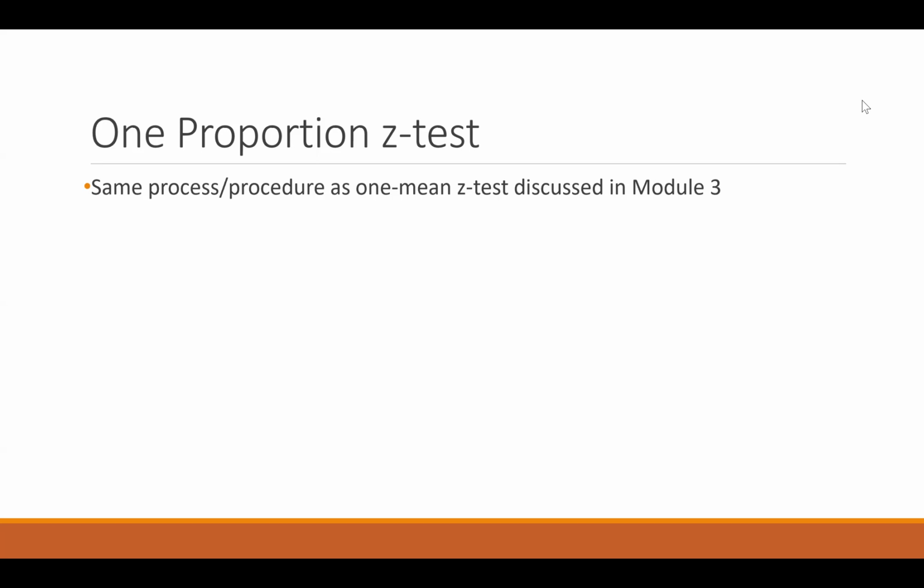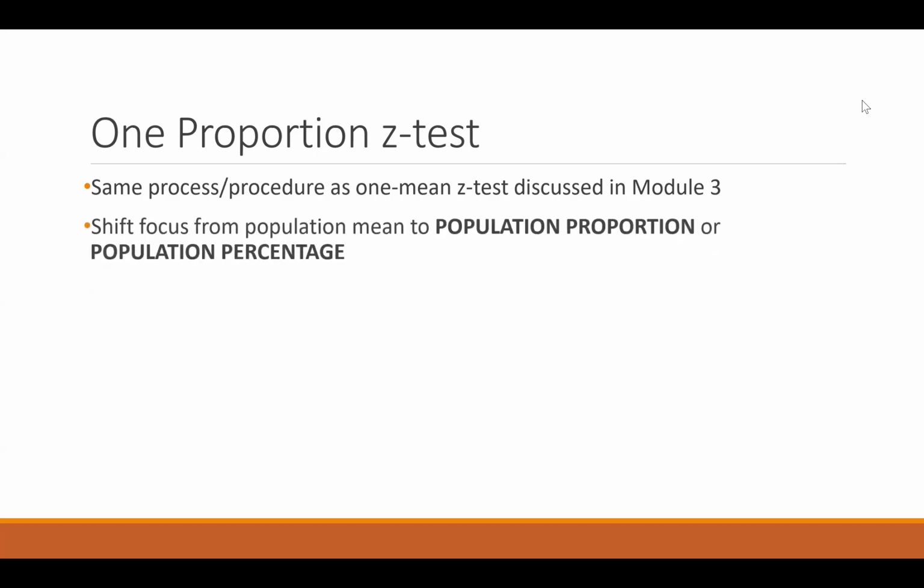In the problems that we're going to be looking at today, it's going to refer to either the population proportion or a population percentage. It's going to be talking about percentages or proportions rather than the mean. So we're just shifting our focus from the mean to either a proportion or a percentage.